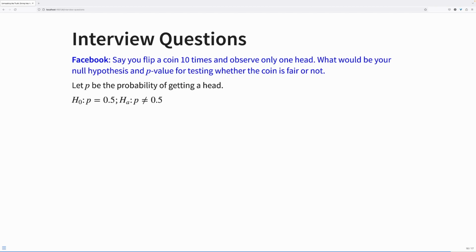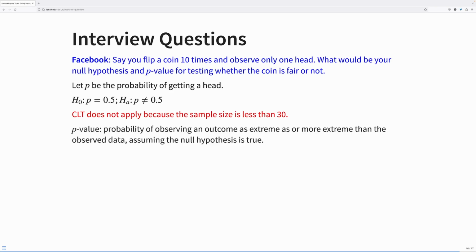Can we apply the central limit theorem? No, because the sample size is less than 30. What can we do? Let's revisit the definition of a p-value. A p-value calculates the probability of observing an outcome as extreme as or more extreme than the observed data, assuming the null hypothesis is true. So let's assume that the null hypothesis is true. Then we calculate the probability that we get extreme and more extreme results, and that would be our p-value, right?